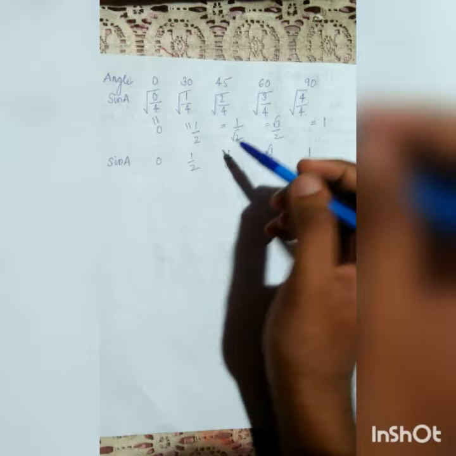For sec A, we can take the reciprocal of cos A, so it will be 1, 2 by root 3, root 2, 2, and 1 by 0 will be infinity. Or we can write for sec A, it will be from the back of cosec: 1, 2 by root 3, root 2, 2, and infinity. For cot A, it will be the reciprocal of tan A, so we will have infinity, root 3, 1, 1 by root 3, and 1 by infinity is given by 0. Since 1 by 0 is infinity, 1 by infinity is 0.